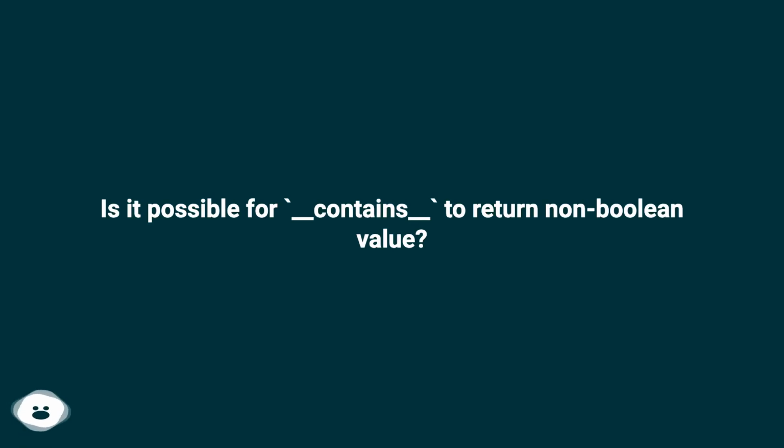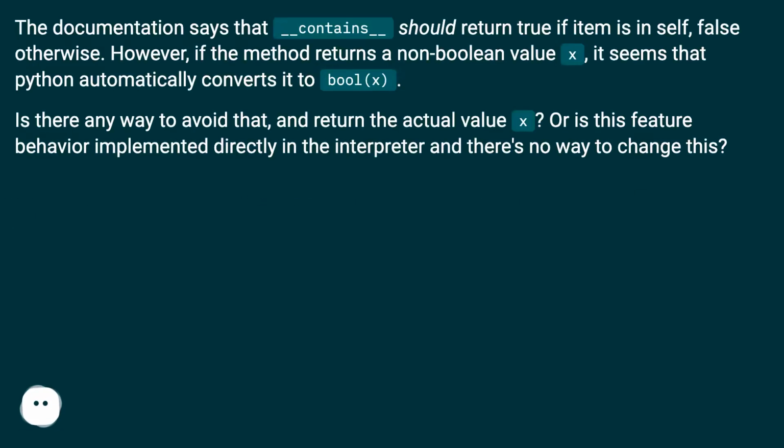Is it possible for __contains__ to return a non-Boolean value? The documentation says that __contains__ should return True if item is in self, False otherwise. However, if the method returns a non-Boolean value x, it seems that Python automatically converts it to bool(x). Is there any way to avoid that, and return the actual value x? Or is this behavior implemented directly in the interpreter and there's no way to change this?